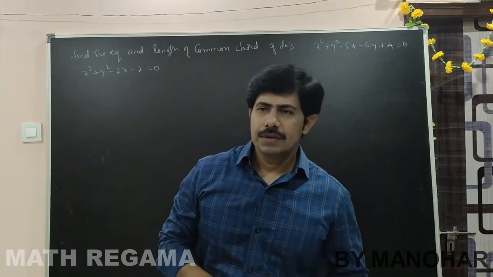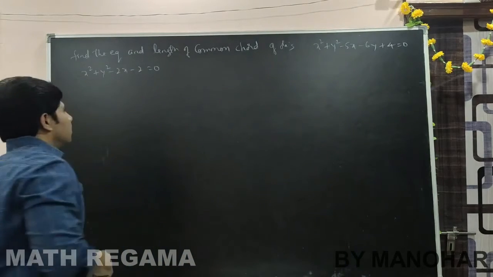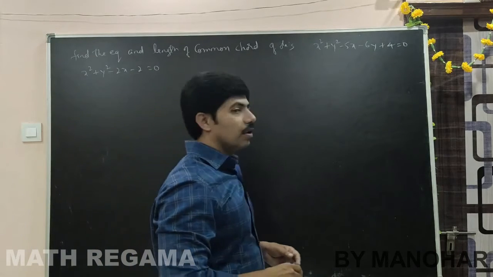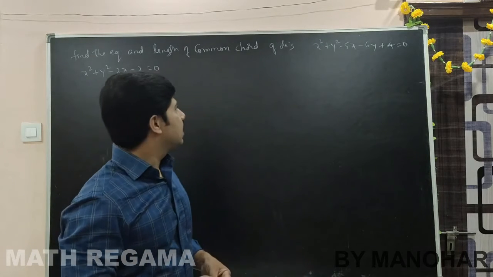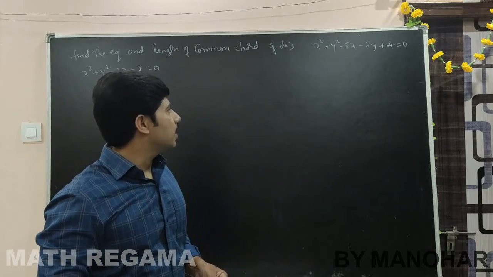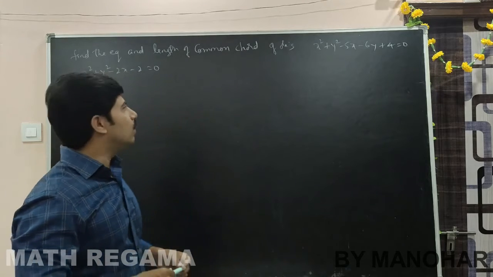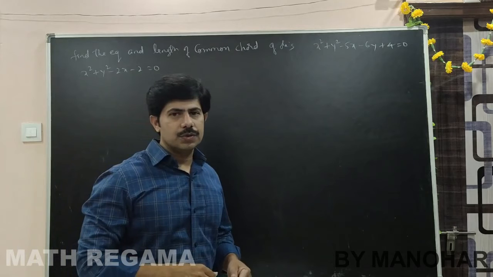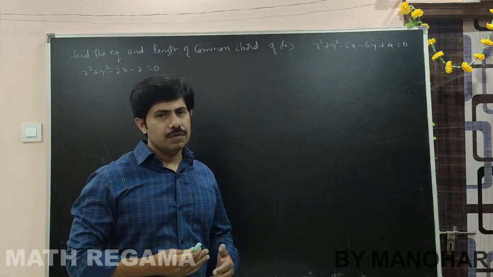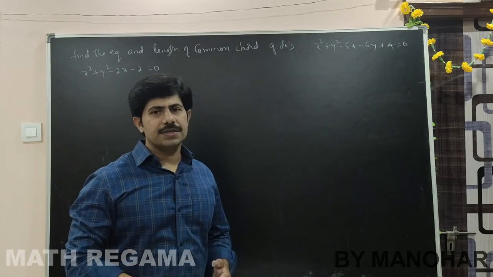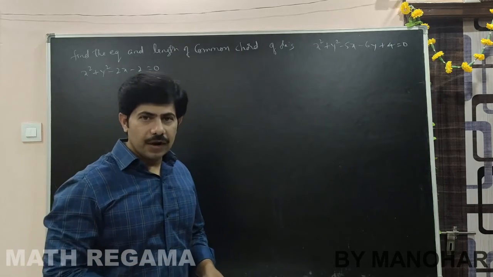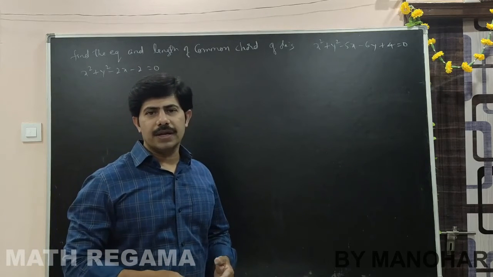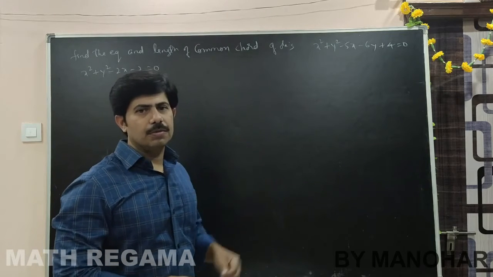Next problem, you try this problem similar to the previous problem. Find the equation and the length of common chord of the circles x square plus y square minus 5x minus 6y plus 4 is equal to 0 and x square plus y square minus 2x minus 2 is equal to 0. First you find the equation of common chord, s minus s dash is equal to 0. Then you find the length of common chord, 2 into under root of r square minus d square. Okay, just try this problem.